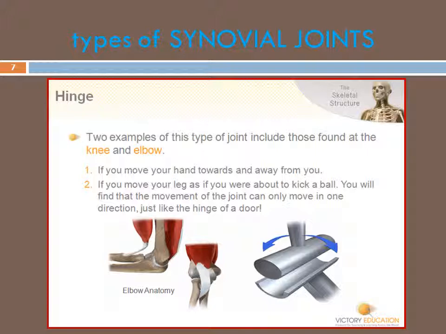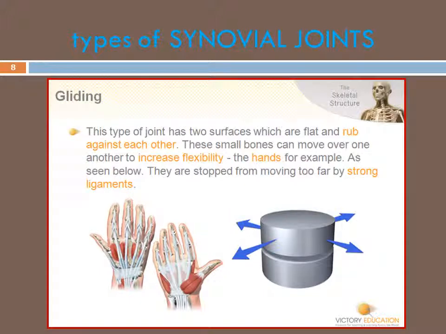The hinge joint. The hinge is just like a door where it can only move in one direction. So it could be at your knee, it could be at your elbow. We've then got the gliding joints, and these ones are fairly flat and they rub against each other. For example, they may be the ones in your wrist, and there are lots of ligaments that hold them together that stop them from moving too far apart. If you've ever torn a ligament, you know how much that hurts.